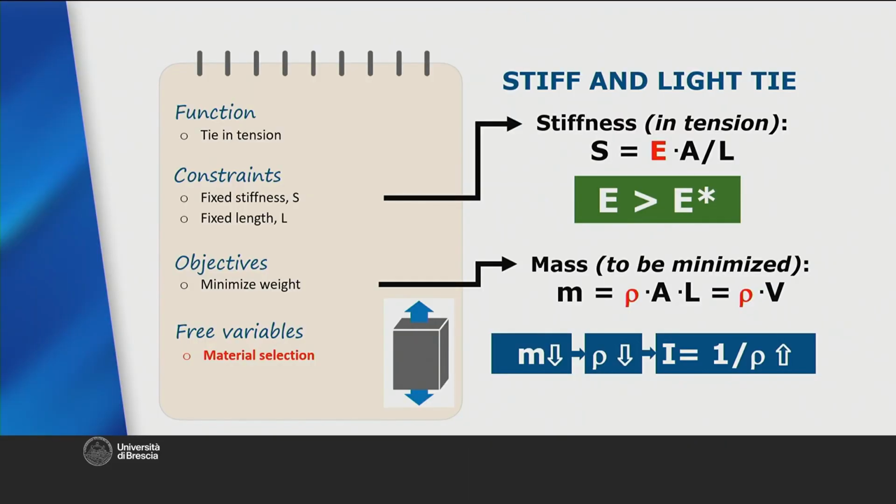In that case, the constraint and objective functions are no longer coupled and play two different roles. The first acts as a filter and will eliminate all materials that do not have a Young's modulus value high enough to ensure good stiffness. The second acts as the objective, and it will indicate as the best material the one that minimizes mass, that is, the one with the lowest density. The new material index is no longer a combined property, but coincides with the reciprocal of the density.